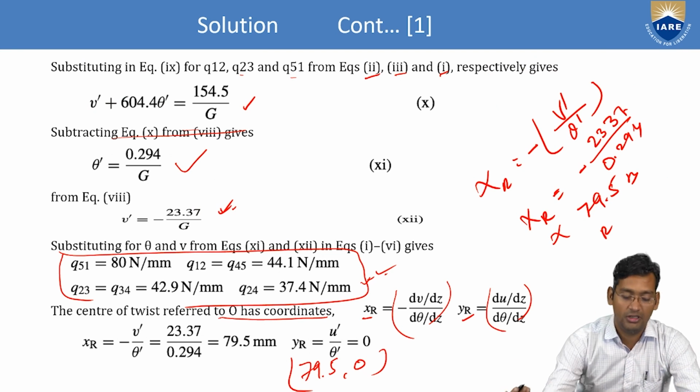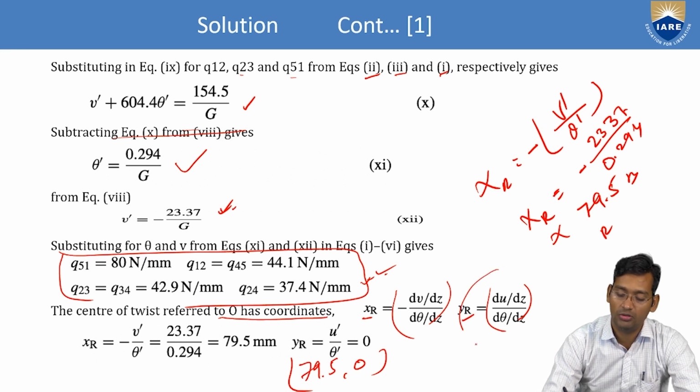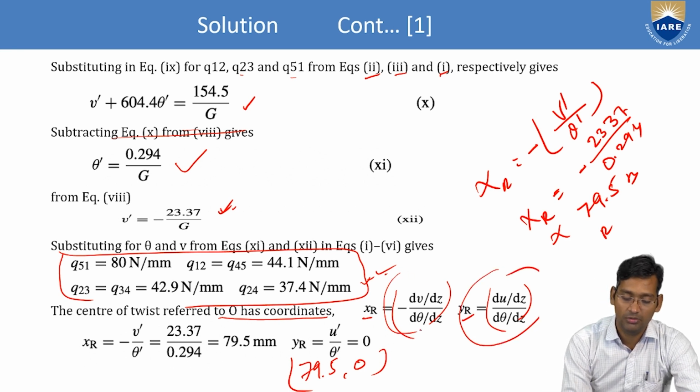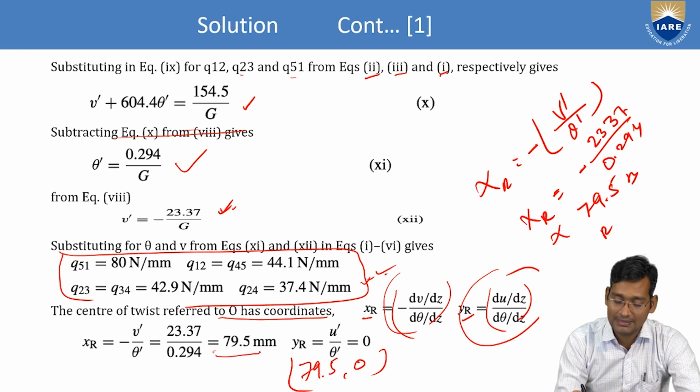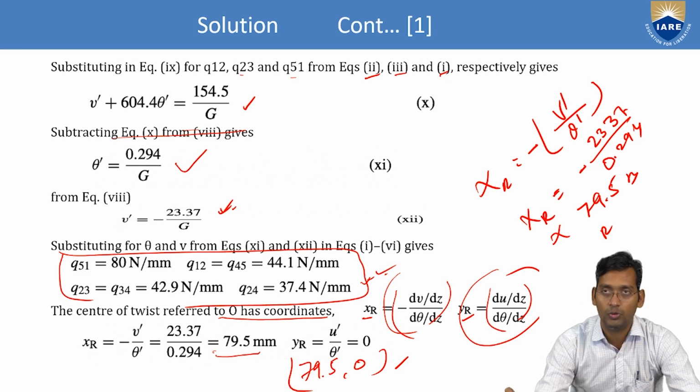After finding that, next we have to find the center of twist. Where is the coordinate? So XR will be minus V dash by theta dash and YR will be U dash by theta dash. So U dash is 0, so this will be 0 and XR will be how much? After putting the values, 79.5. Hence 79.5 comma 0 will be the coordinate or position of the center of twist.